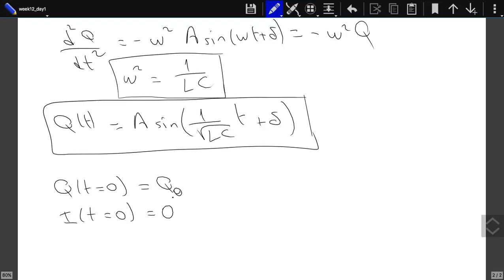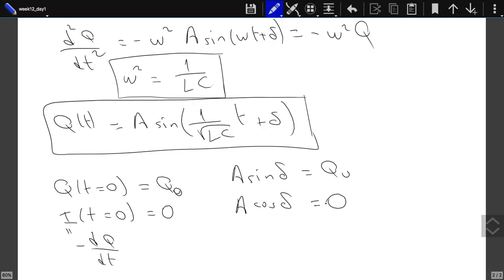Well, this basically tells us that A times sine delta should be equal to Q0. And remember, I is nothing but minus dq by dt. When you evaluate the derivative of q, take the derivative, multiply by minus 1, set t equal to 0, that gives you A times cosine delta should be equal to 0. When you take the derivative, you also get the 1 over square root of LC, but that is not 0, so we can just eliminate it.